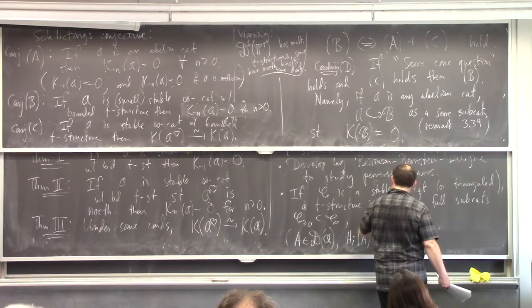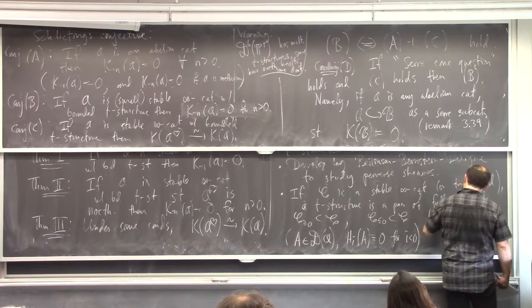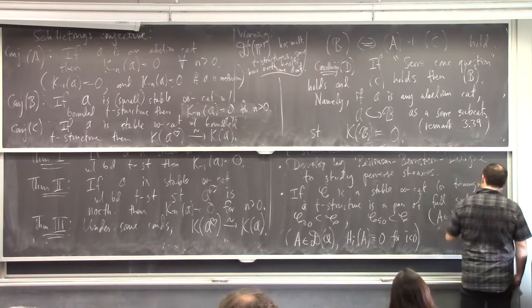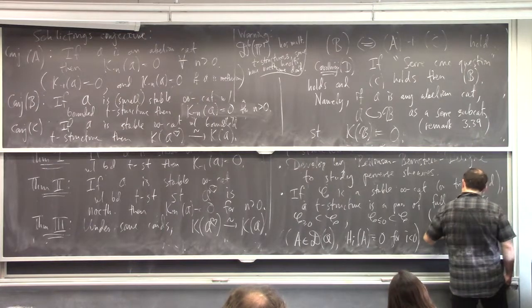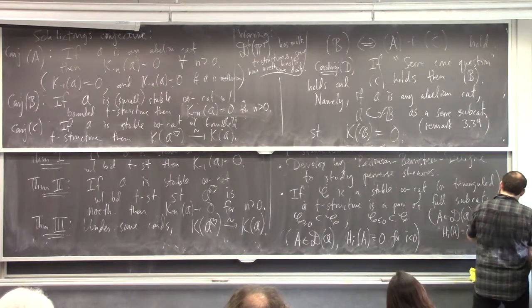Another category of my so-called co-connective things, so these will be those A's in this example, such that the homology of A is 0 for i greater than 0.